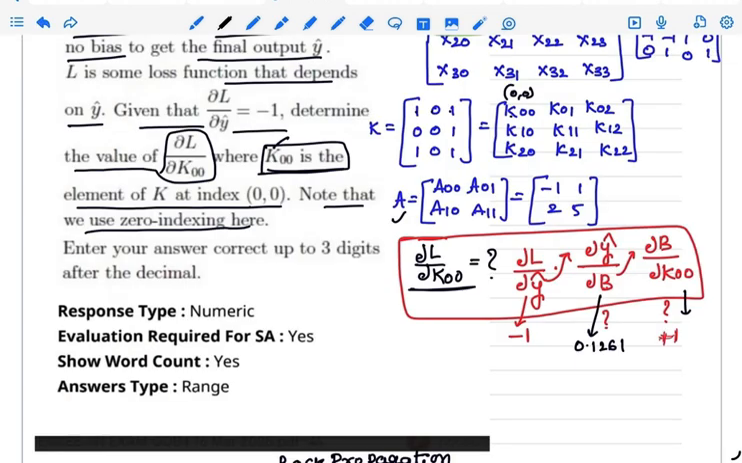The answer for this question, dou L by dou k 0,0, is minus 0.126. They are asking for 2 to 3 decimal places. So this is the answer.